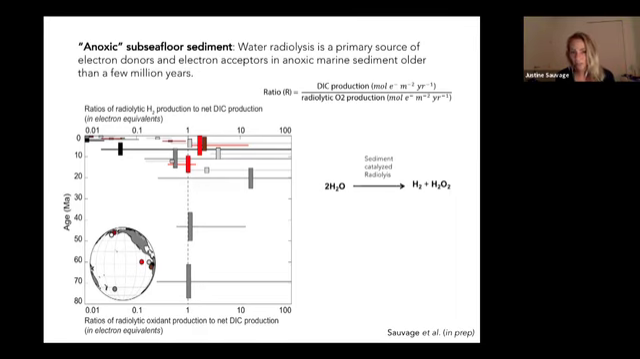And here the story is not as clear, but your ratio is definitely close to 1, sometimes higher than 1, showing that oxidants from radiolysis are more relevant and also your primary source of oxidants in those environments. So again, highlighting the importance of that process.